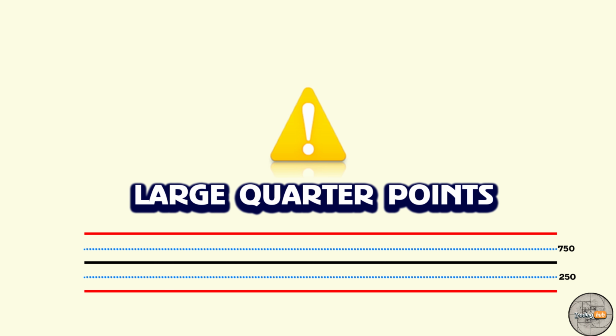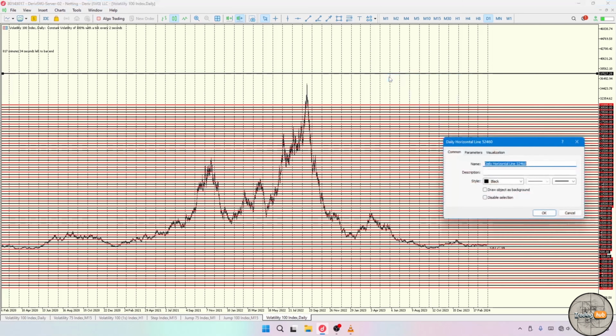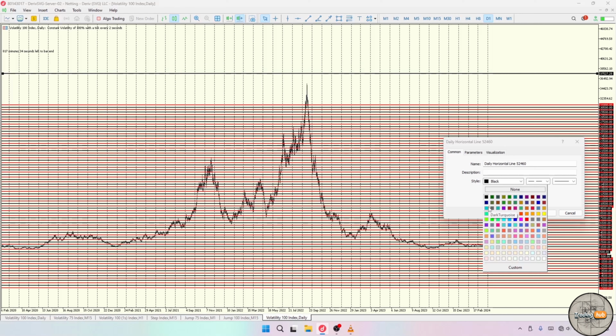We have our large quarter points, which is 750 and 250. I'm giving them a blue color so they can stand out. Let's plot.